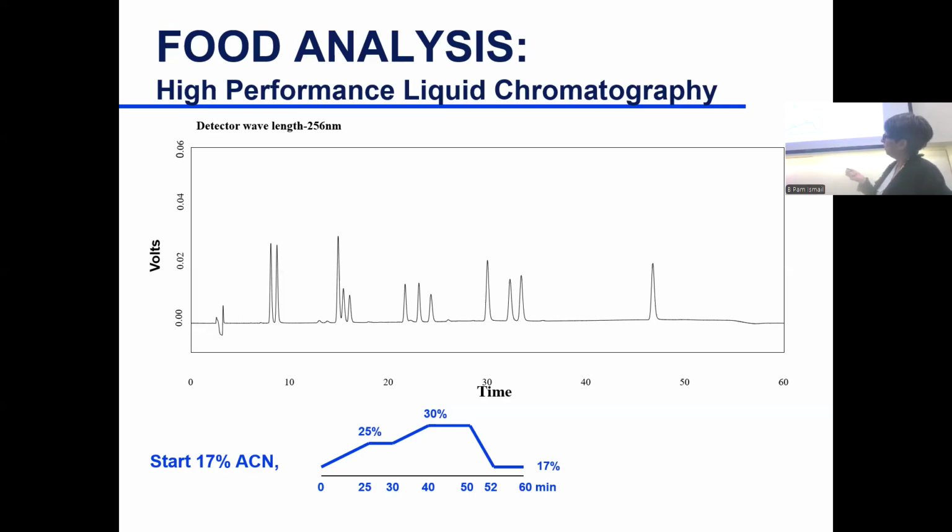We have an isocratic hold between 25 and 30 minutes. Then from 30 minutes to 40, it goes from 25% to 30%, then stays constant for 10 minutes, and then comes down in the last few minutes to 17%. We always start and end and allow equilibrium time before the next injection. So if we start at 17, we have to end at 17 and keep it for a few minutes to equilibrate the system so that everywhere in the system it's 17% acetonitrile, then we're ready for our next injection.